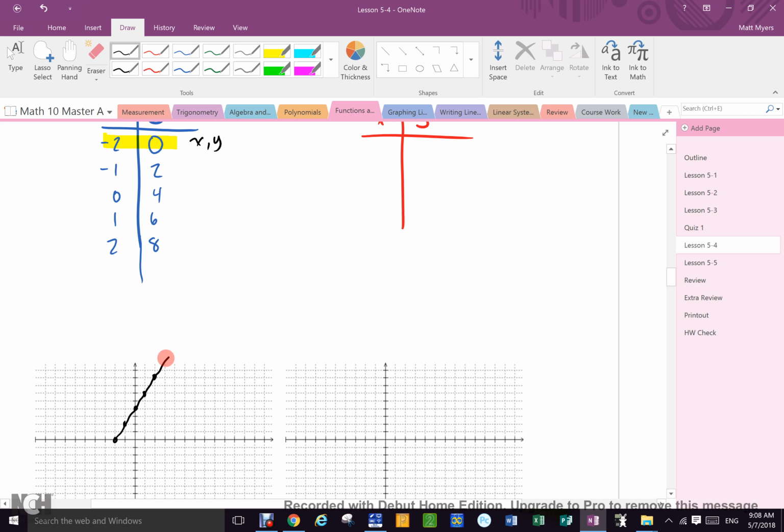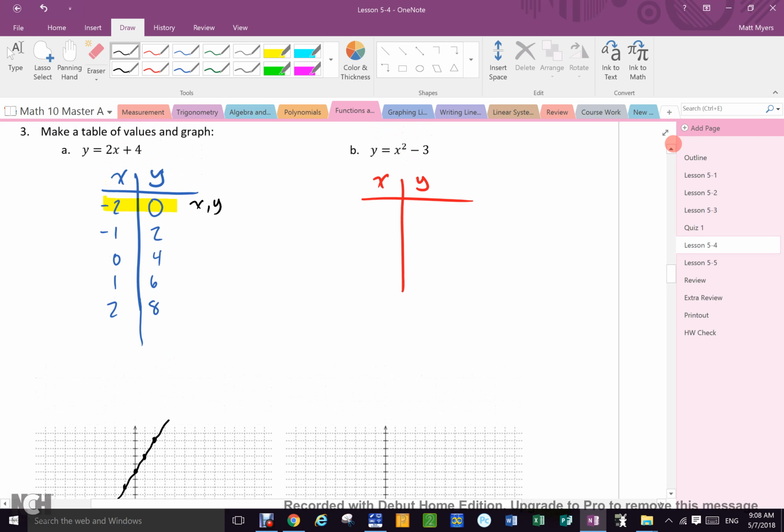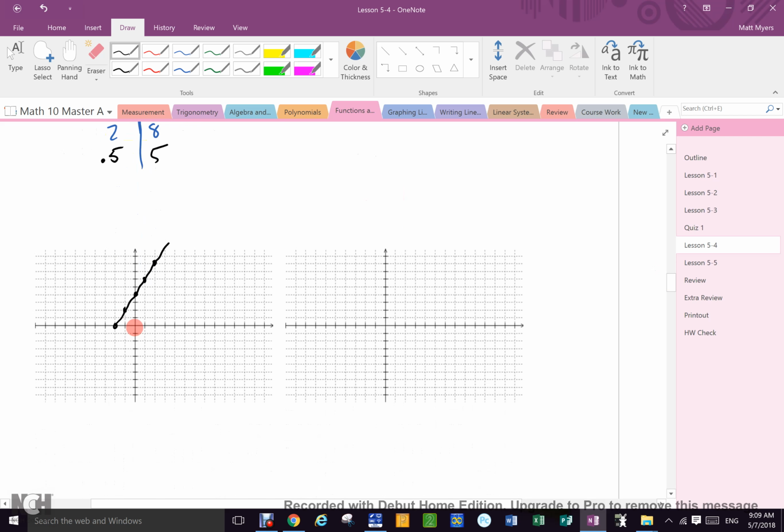Because they're just numbers. Here is what I mean. What if I said x was 0.5? What would go there? 5. 0.5. What's 2 times 0.5? 1. What's 1 plus 4? 5. Let's check. When I go to 0.5, that's right there, yes? Halfway between. Let's go up.